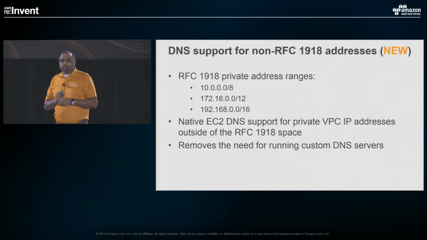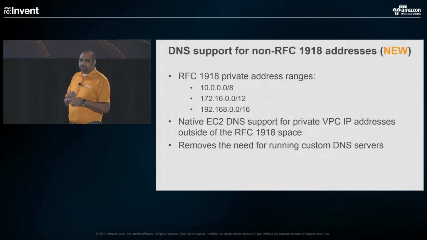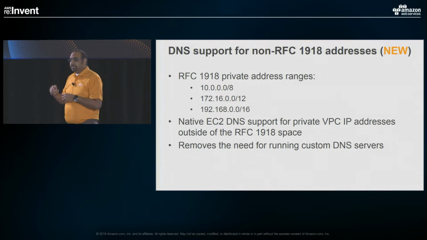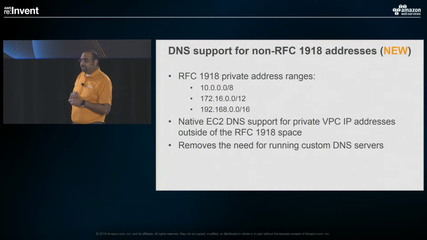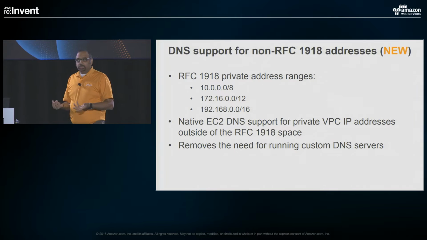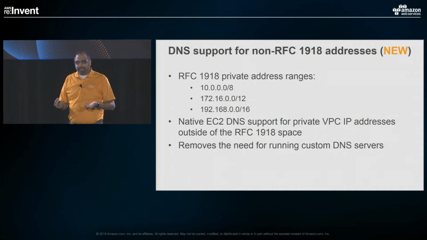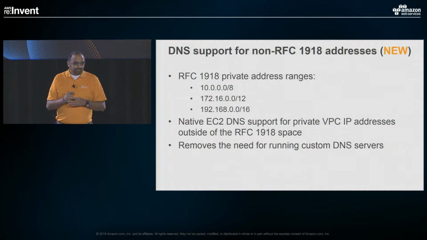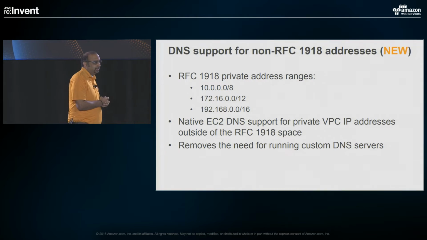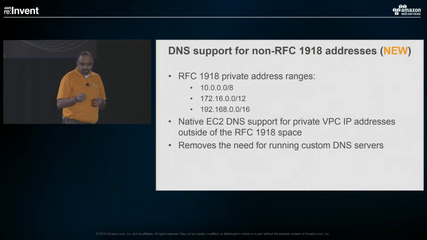Prior to October of this year, we had some customers who defined a CIDR block outside of these 3, and if you wanted to use an EC2 DNS server, that was not going to work because we were not going to resolve those addresses. The workaround was that customers had to use their own DNS servers. So this feature removes the need for you to run your own custom DNS servers. You can actually use the EC2 DNS servers. Now we will resolve all addresses. We're not restricted just to RFC 1918.